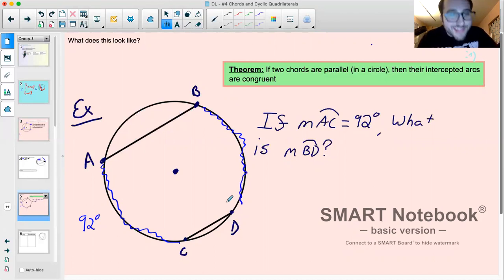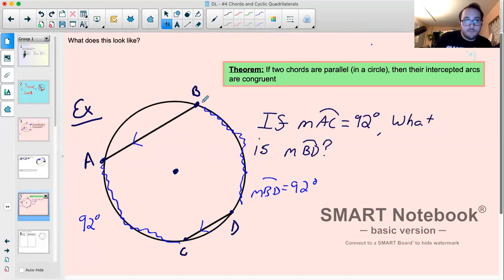Now, if you said that it's 92 degrees, you're technically wrong, because those two arcs are only congruent when the lines are parallel. Did I tell you that AB and CD were parallel? No. So if now I put this here, the notation for parallel, what could you say the measure of arc BD is? 92. Okay, so if chords are parallel, the arcs that they intercept are congruent.